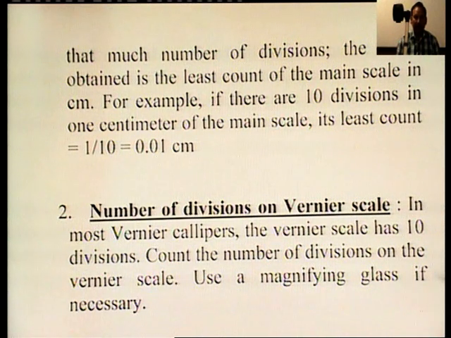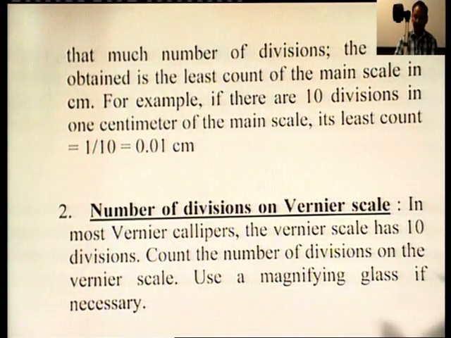Second is the number of divisions on the vernier scale. In most vernier calipers, the vernier scale has 10 divisions. Count the number of divisions on the vernier scale. Use a magnifying glass if necessary to take better readings.